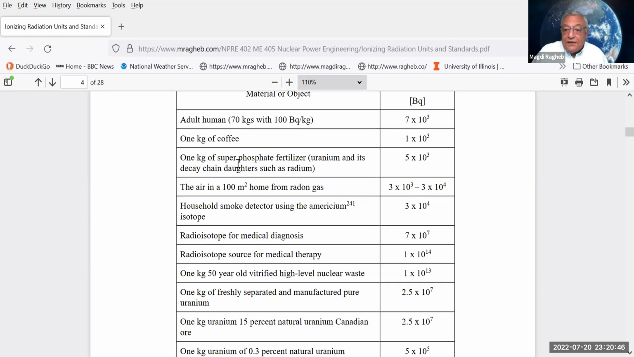Superphosphate fertilizers contain traces of uranium and its decay chain daughters, such as radium, as well as thorium. And you find that it has the same level of radioactivity as the human body, about 5,000 becquerel, or 5,000 disintegrations per second. Even the air in a typical 100-square-meter home would have 3,000 to 30,000 becquerel, just in the air, from a gas that we designated as a daughter in the uranium decay chain. At room temperature, radon gas has a very low boiling point, so it is emitted as a gas. In a typical home, the air contains 3,000 to 30,000 disintegrations per second. And we breathe that air, by the way.